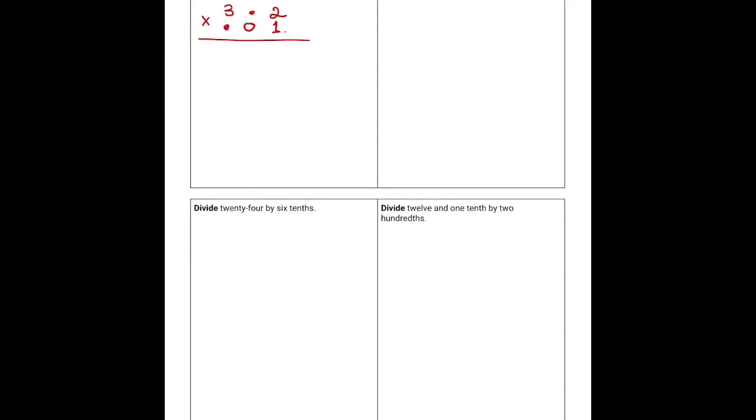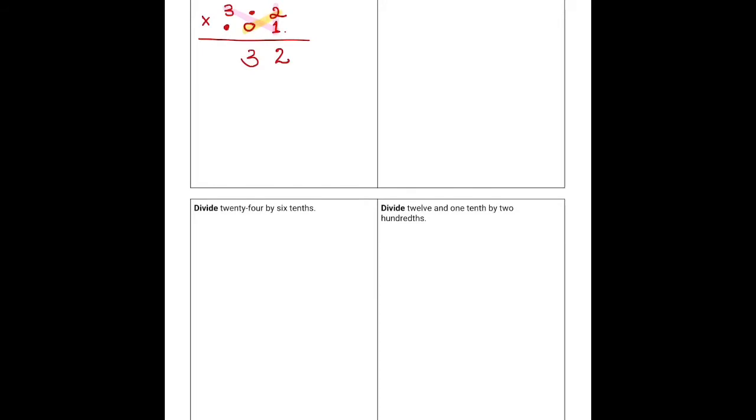Remember, when you're multiplying, you need to multiply by the place value, okay? So 1 times 2 is 2, and 1 times 3 is 3, okay? And then we go to the next one.